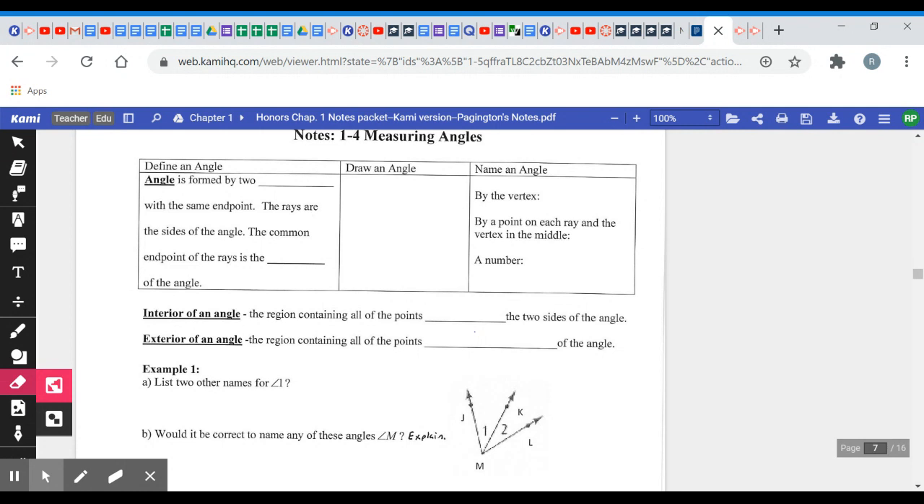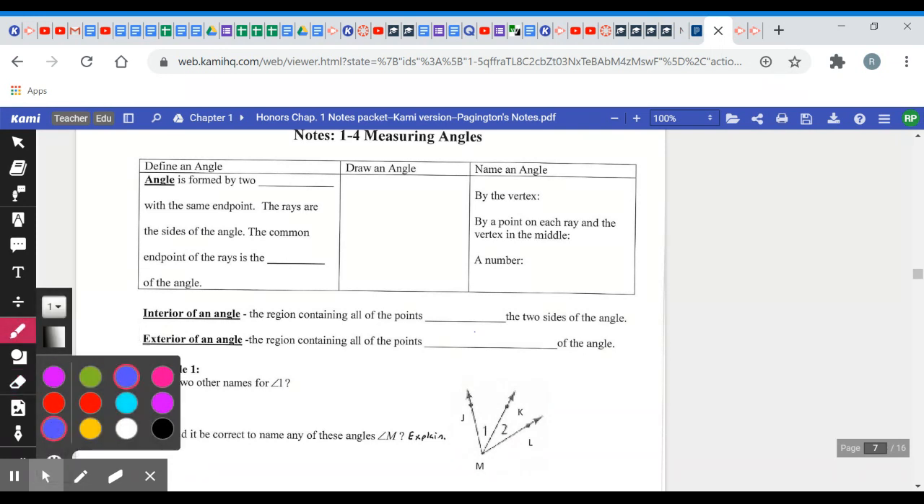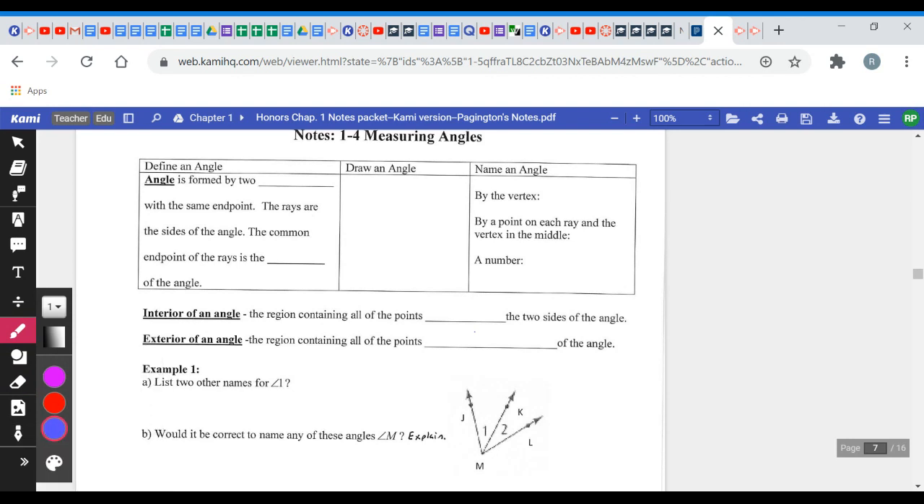So an angle is formed by two rays with the same endpoint. The rays are the sides of the angle, and the common endpoint of the rays is the vertex of the angle.